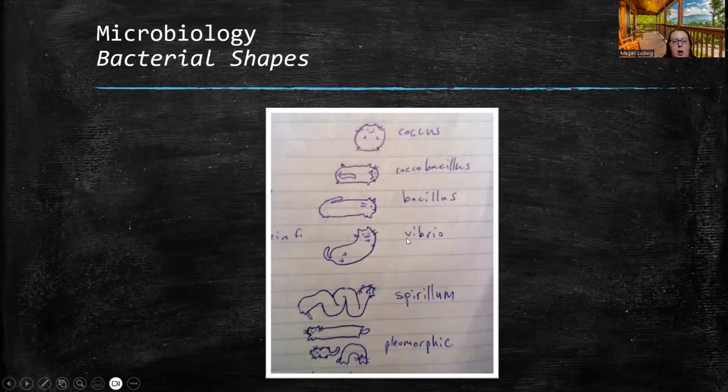Vibrio is comma-shaped, kind of like a comma you would use in writing. And then spirillum is pretty easy. It's kind of in the name. Spiral, a spiral-shaped cat. Spirillum.